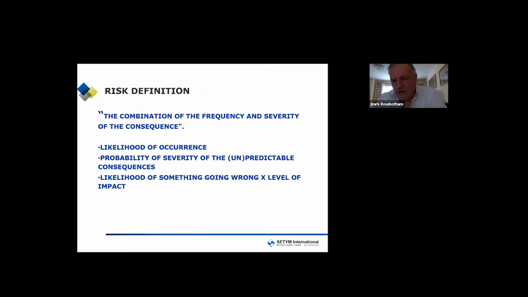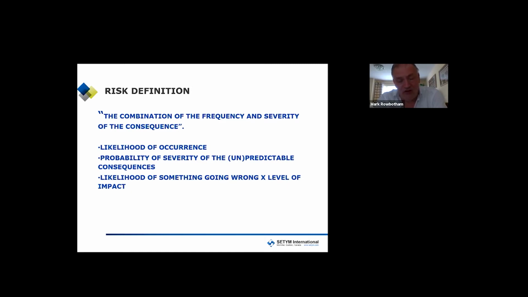So the definition of risk is the combination of the frequency and the severity of the consequence. In other words, what would happen if it did go wrong. Firstly, the likelihood of the occurrence. How likely is it to happen? Is it very unlikely? In other words, it won't happen. Or is it very, very likely? It means we need to prepare for it because the chances are it is going to happen within a short time. And then the probability of the severity of the unpredictable consequences.